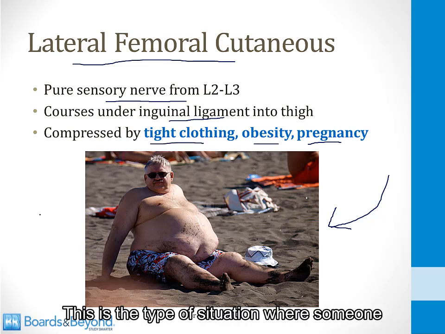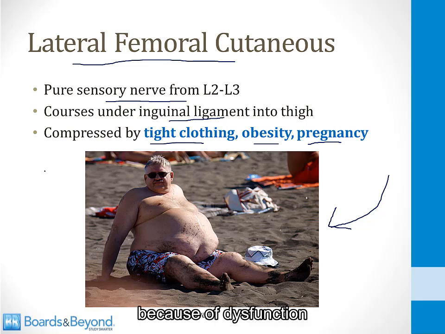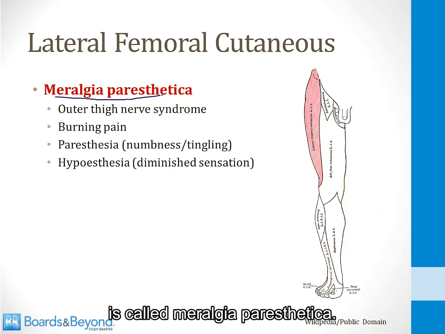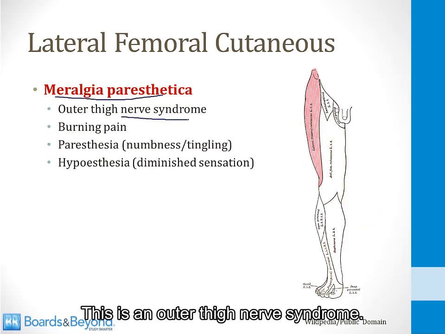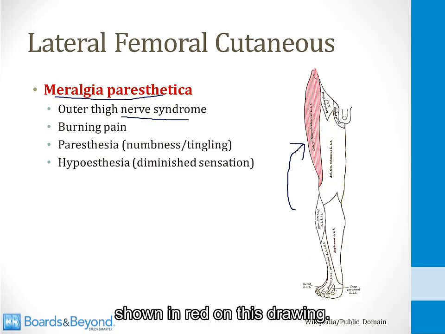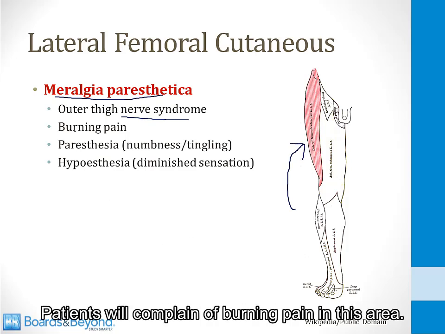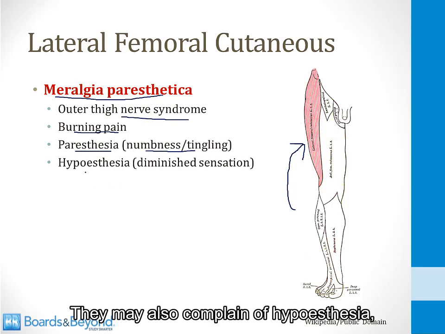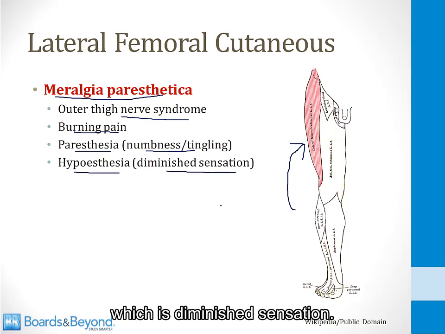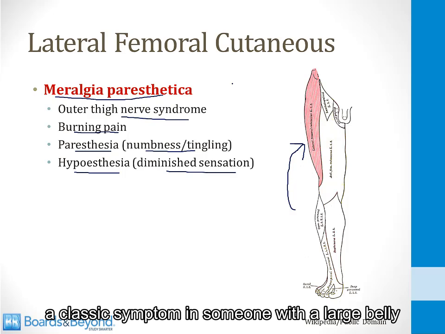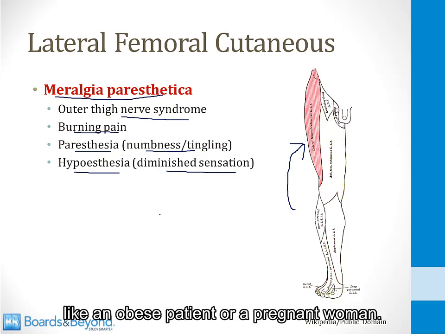This is the type of situation where someone is going to complain of symptoms because of dysfunction of the lateral femoral cutaneous nerve. The pain syndrome that occurs when this nerve is compressed is called meralgia paresthetica. This is an outer thigh nerve syndrome. It involves sensory symptoms in the lateral femoral area, which is the area shown in red on this drawing. Patients will complain of burning pain in this area. They may complain of paresthesias, like numbness and tingling. They may also complain of hypoesthesia, which is diminished sensation. This is all related to compression of the lateral femoral cutaneous nerve, a classic symptom in someone with a large belly like an obese patient or a pregnant woman.